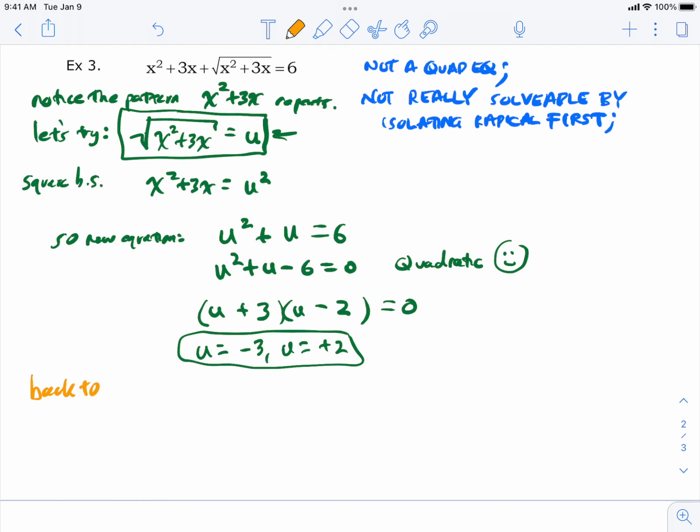We're not actually asked to solve for u, right? We're asked to solve for x. This equation has x. They're asking us to solve for x. We have to go back and get x. So back to x. So how do you do that?